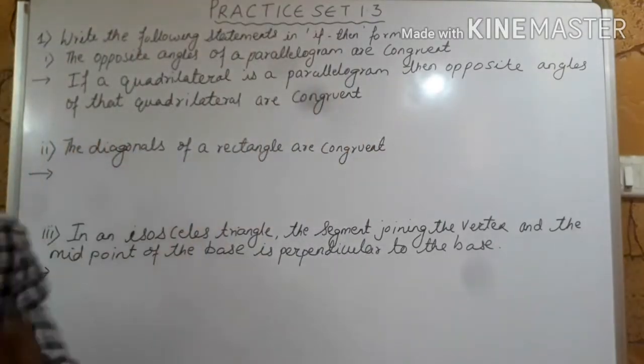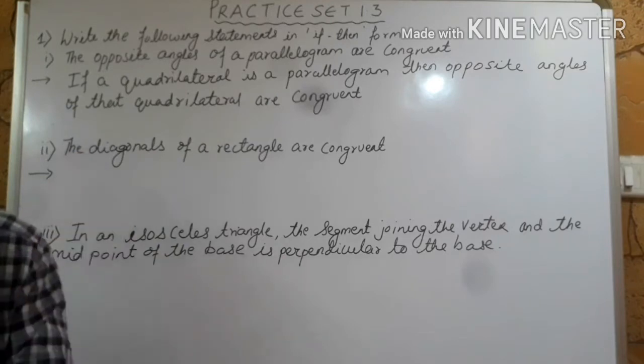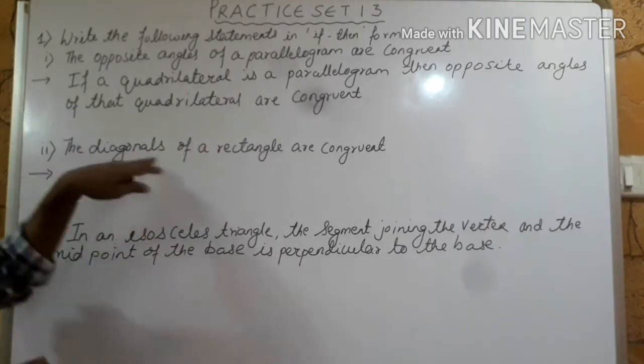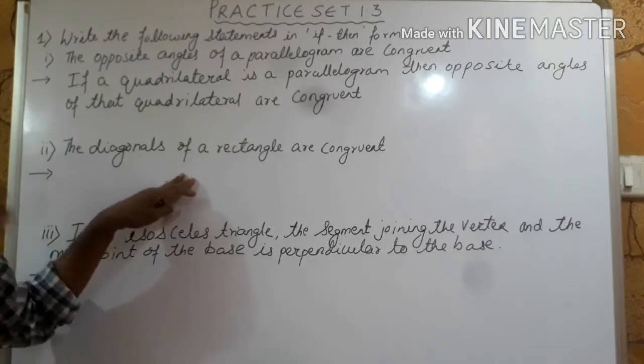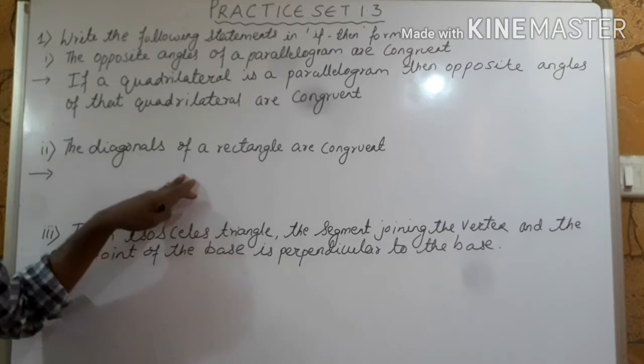Next, the diagonals of a rectangle are congruent. Now, it is given the diagonals of a rectangle are congruent. How will we write it in if-then form? If the quadrilateral is a rectangle, then the diagonals are congruent.